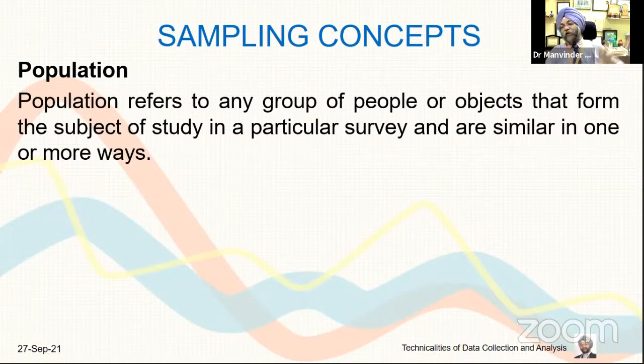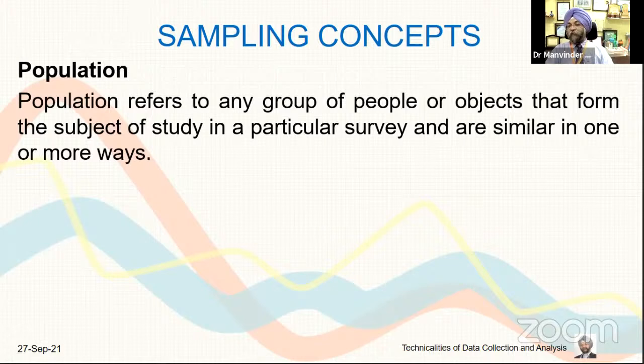So if a TV manufacturing company produces, suppose, 150 TVs per week, and we are interested in seeing the quality of the TV, right? In that case, that 150 will be our population, out of which we will take a sample of a few and check the quality, and we will be able to replicate it to the remaining ones.